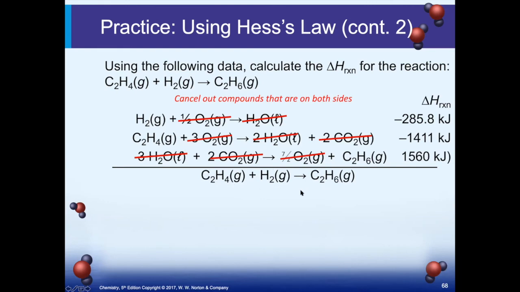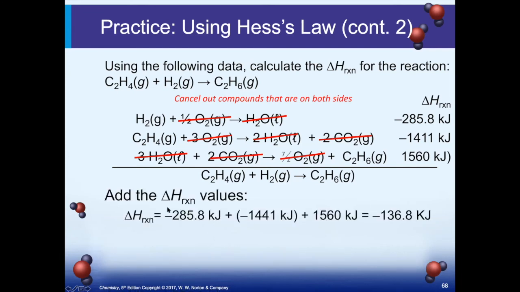Once I'm convinced that I did that correctly, all you need to do is just add these 3 numbers, manipulated or not, together. Add all those delta H reaction values together, you get a negative 136.8 kilojoules. All right, so that's an example of Hess's law.